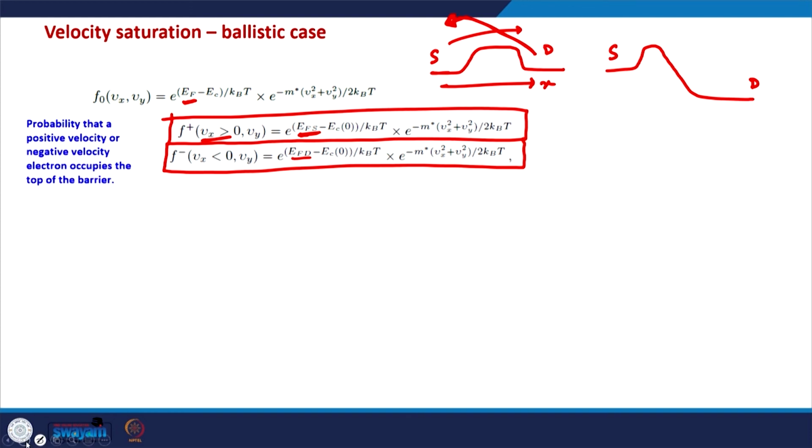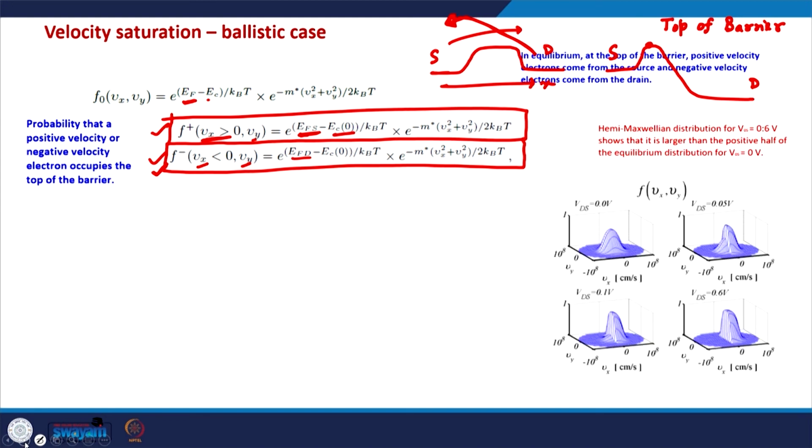So, this tells us something important. Generally in a MOSFET we are concerned only about this point, which is the top of the barrier. For this point EC becomes EC0, and these functions will give us the probability that a positive velocity electron is there. So, this will be the probability that an electron with velocity Vx and Vy is traveling in the positive x direction, and this will be the probability that an electron is traveling in the negative x direction with velocity Vx and Vy.